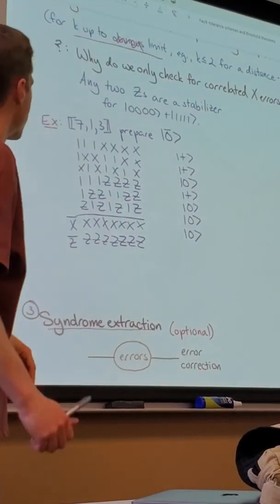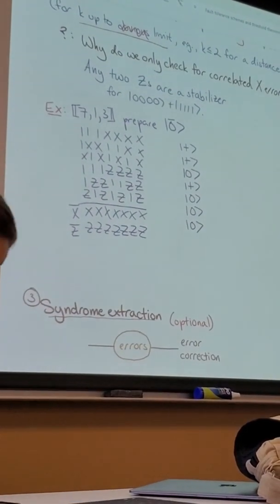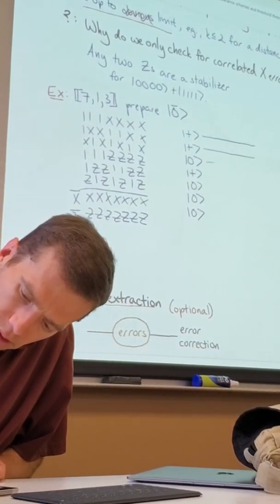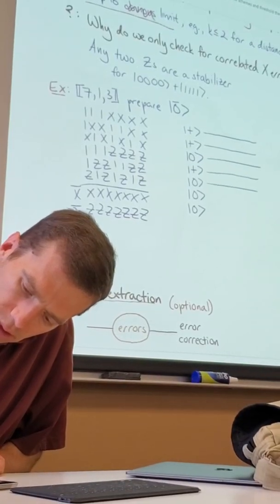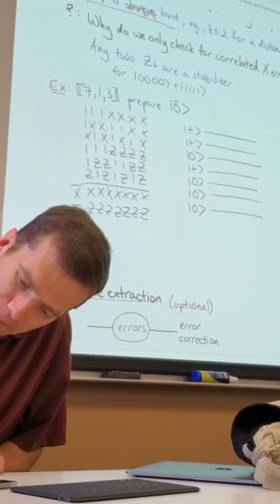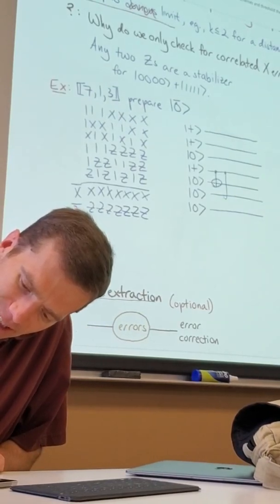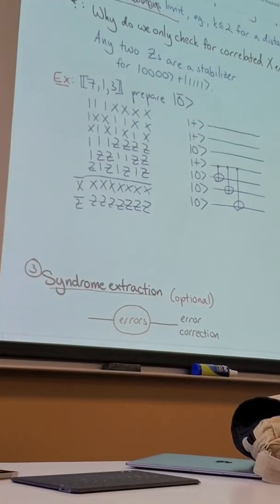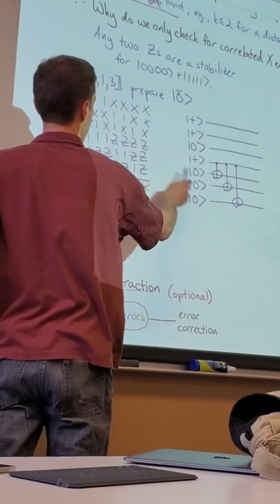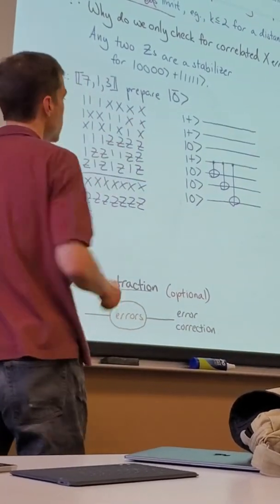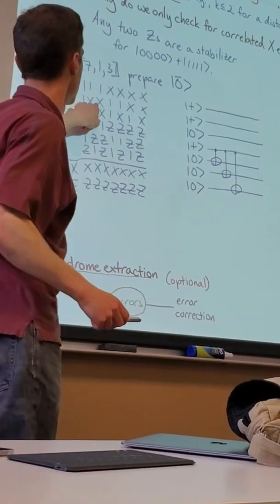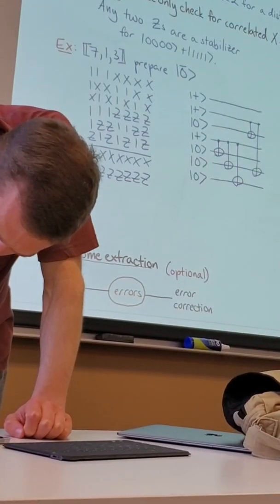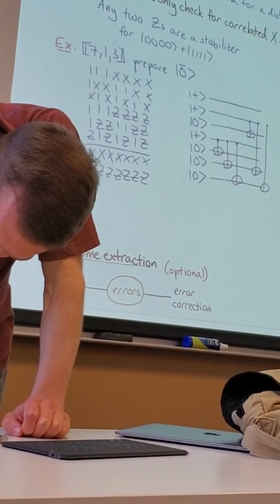Okay, so let me just give you a circuit that does it, maybe. Okay, well, I'll do it sort of a dumb way. So this looks like a 4-qubit cat state. It is a 4-qubit cat state. So that gives us X, X, X, X, which is this stabilizer. Now I want to get, let's say, this stabilizer. So I do that.